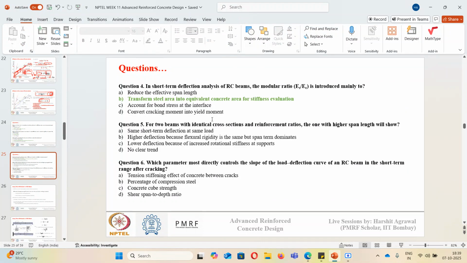For two beams having identical cross section and reinforcement ratio, the one with higher span length will show. So we have two beams with identical cross section, so b and d are the same, and the reinforcement ratio is also the same, but the span length is different. What will be the correct answer regarding short-term deflection? Which will show more deflection?